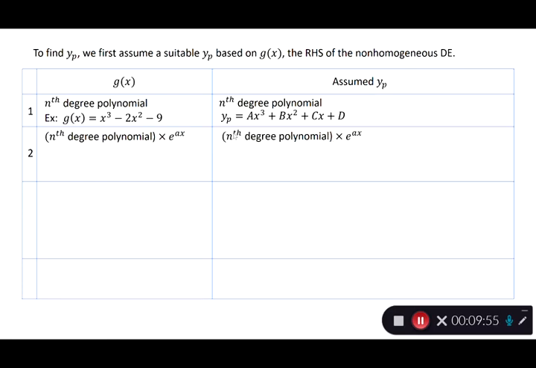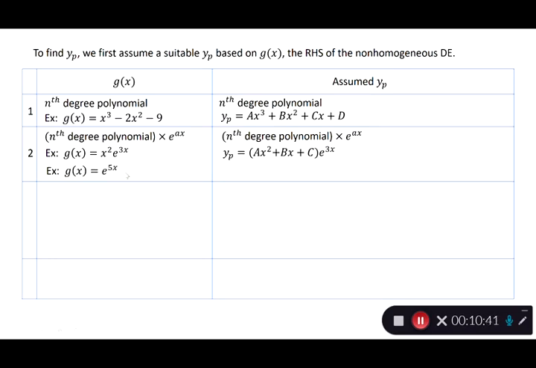You guessed it, nth degree polynomial times e to the ax. Let me give an example or two for that one. Do we have an nth degree polynomial times e to the ax kind of a thing? What degree polynomial do we have as a coefficient of e to the 3x? A second degree polynomial. So here y sub p should be a generic second degree polynomial times e to the 3x. That is ax squared plus bx plus c times e to the 3x. Simple enough? Cool. I have another example.